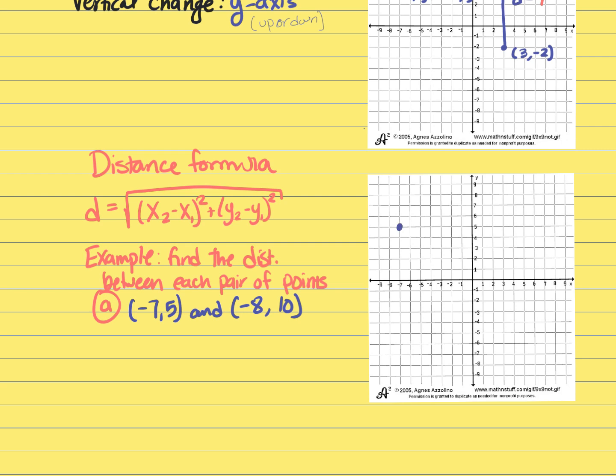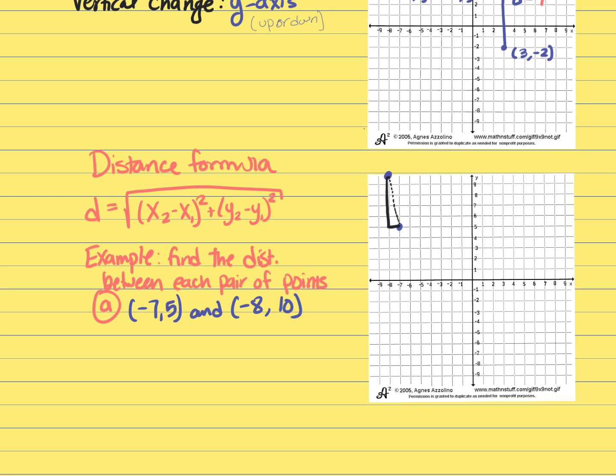And then (-8, 10) is up here. And we're trying to find this distance right here between them. In other words, the hypotenuse of a right triangle, if we were to draw a right triangle, but that distance is a diagonal distance. So it's hard to do that using the Pythagorean theorem.